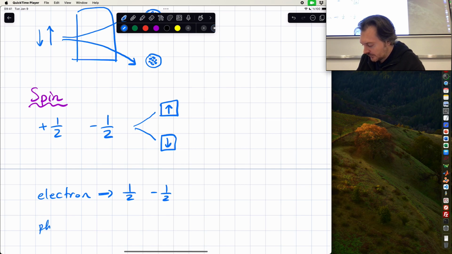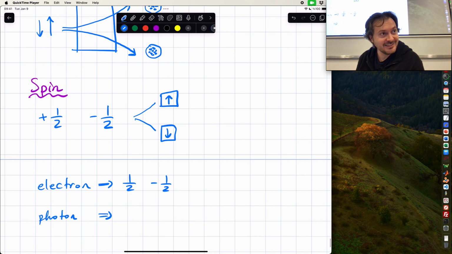For photons, for example, do you remember what is the spin for photons? Is it 0? Is it 1? Okay, can you check it?